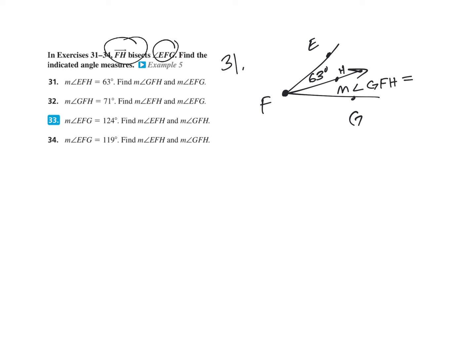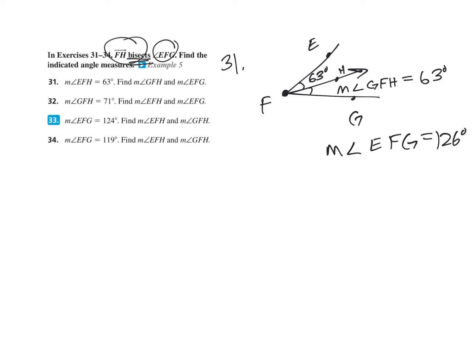Now, this is a bisector. FH is a bisector. So that means this angle and this angle are the same. So that measure must be 63 as well. And therefore, the measure of angle EFG, the whole thing, should be those two added together, 126.